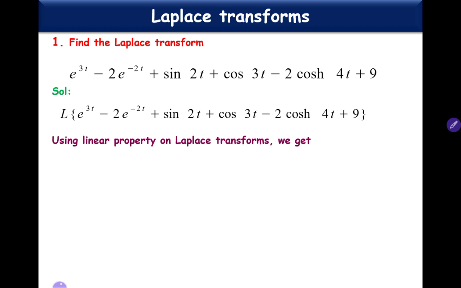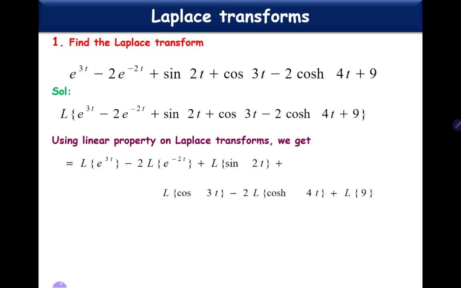So applying this linear property, we get L of e power 3t minus 2 times L of e power minus 2t plus L of sin 2t plus L of cos 3t minus 2 times L of cosh 4t plus L of 9. These are all elementary functions. So we know the Laplace transform of each and every function here.